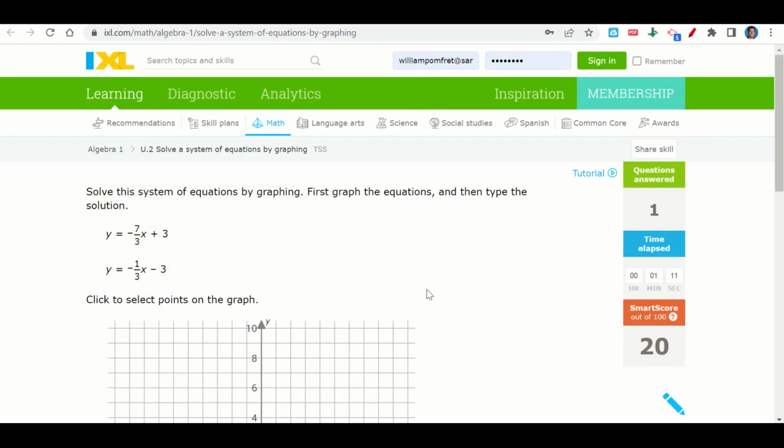I will continue to answer questions just like this. You complete the activity by getting a SMART score of 80. If you miss a question, that's okay. Your SMART score will go down a little bit. You just keep working until you get your SMART score back up.